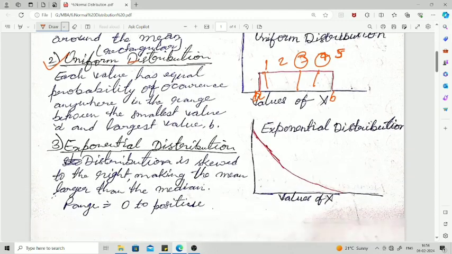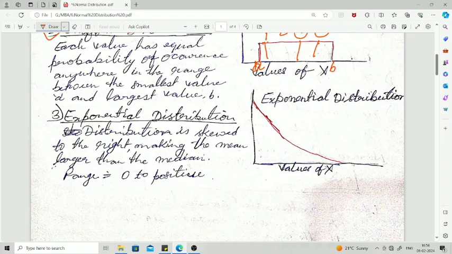Then you have exponential distribution. So what happens in exponential distribution? In case of exponential distribution, this distribution is skewed to the right. Skewed to the right means, now you can say this one, it is the right side. So here in this case, this distribution is skewed. It means most values will tend to be towards the lower side.